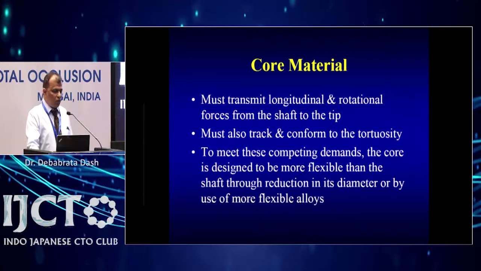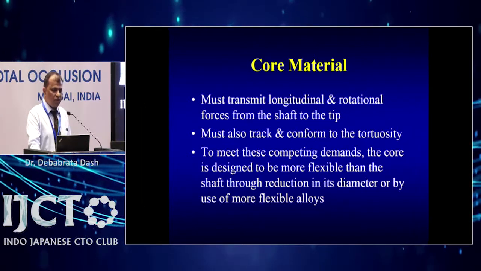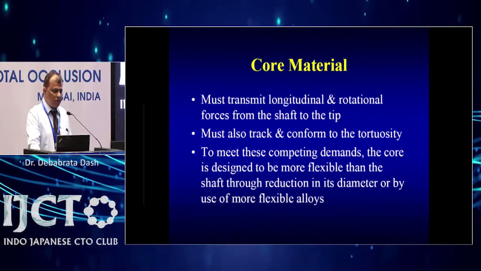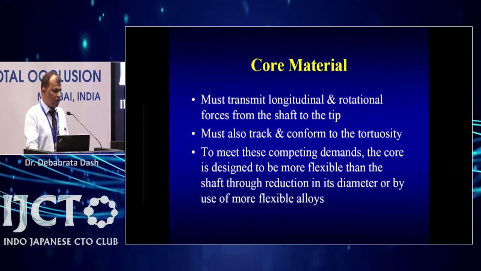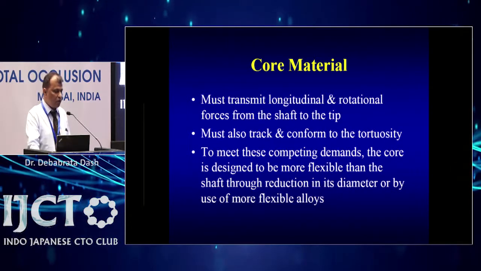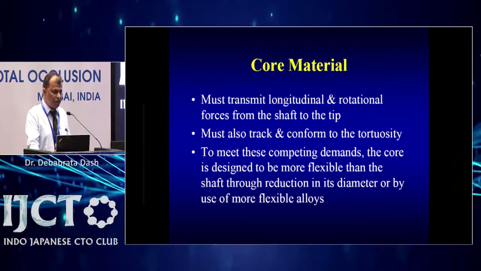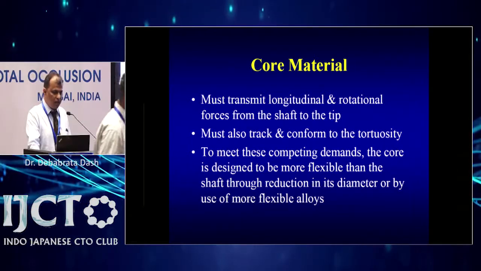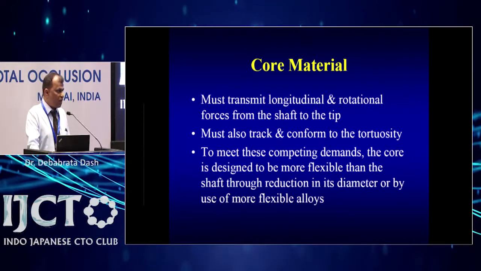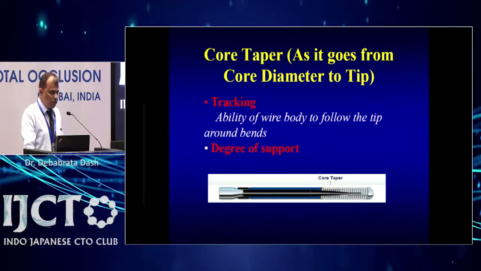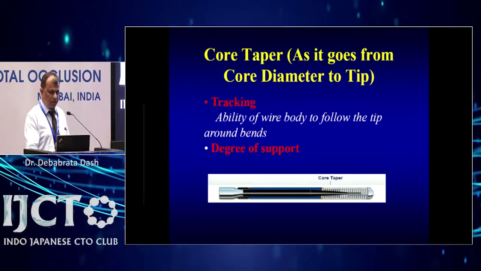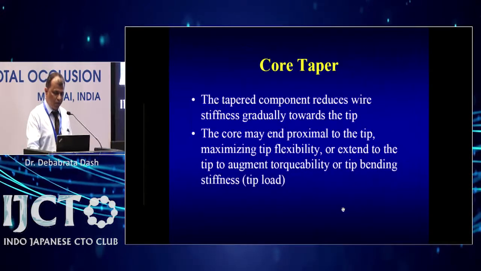So what should the core material have? It must transmit longitudinal and rotational forces from shaft to the tip. It must also track and conform to the tortuosity inherent in guide catheters and arteries. To meet these competing demands, the core is designed to be more flexible than the shaft through reduction in diameter or by use of more flexible alloys. So the taper impacts tracking and degree of support.